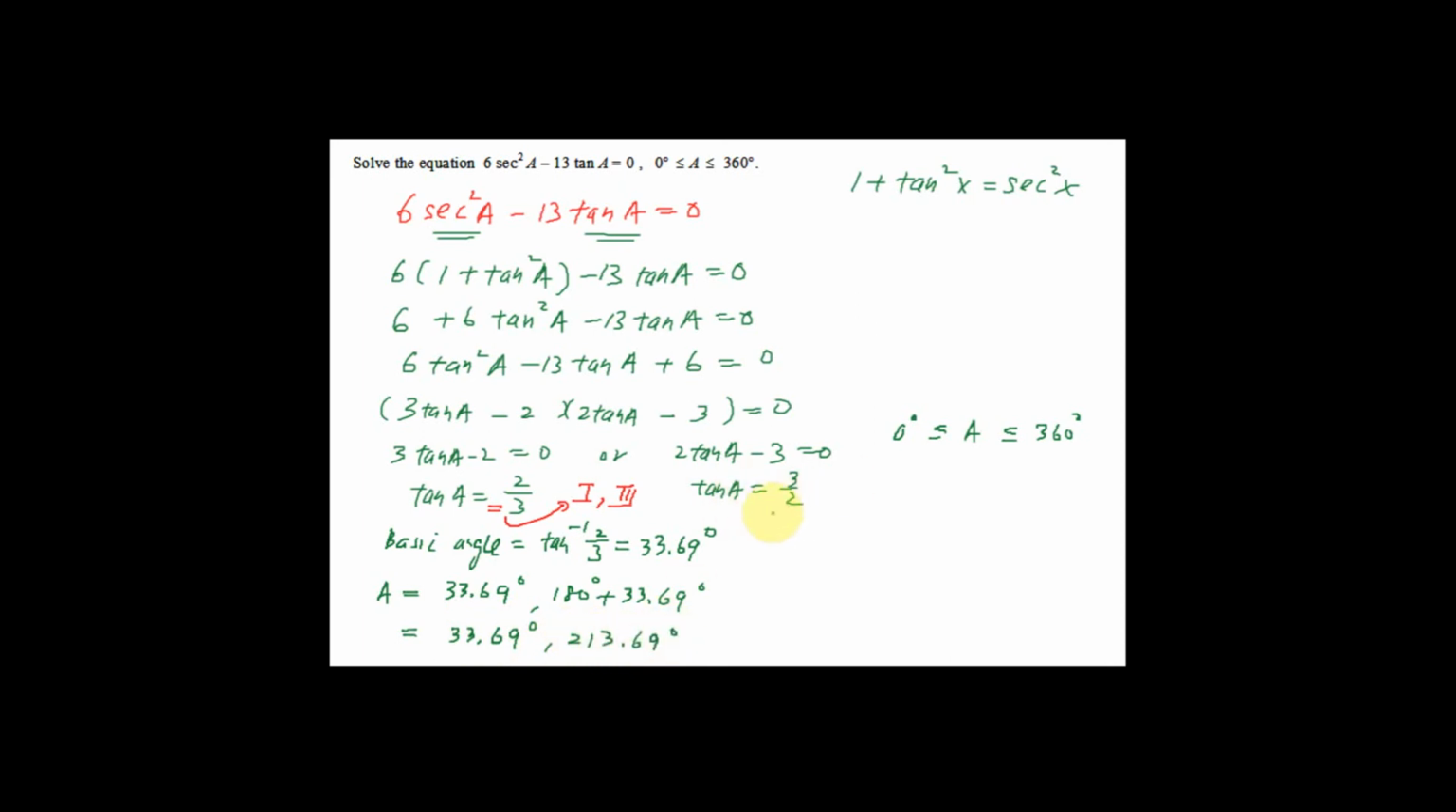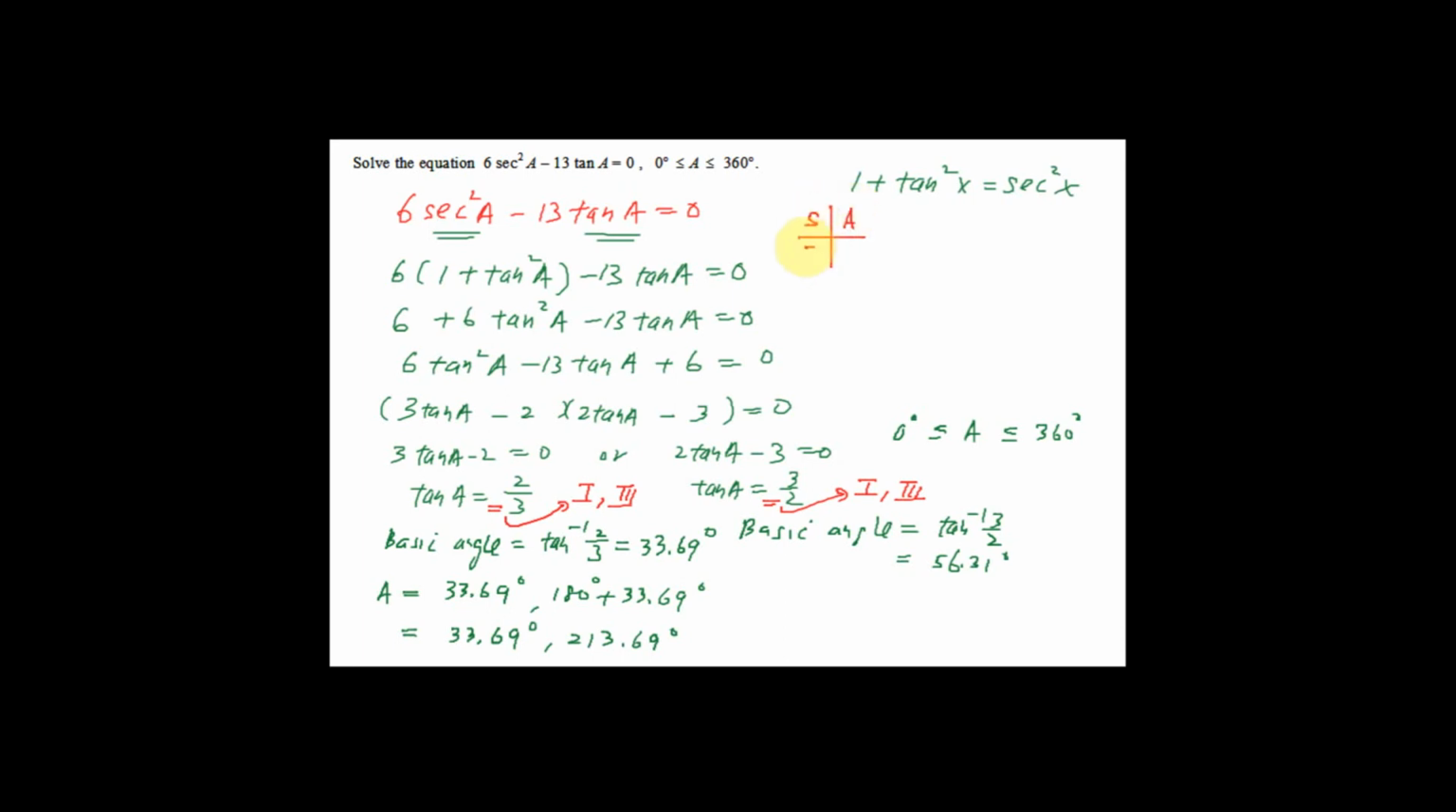For tangent A equal to 3 over 2, again you find your basic angle. This equals tangent inverse of 3 over 2. Press your calculator, you should have the answer 56.31. Again, look at the signs here. The tangent is positive, so in the first and the third quadrant. Always remember your quadrant diagram.